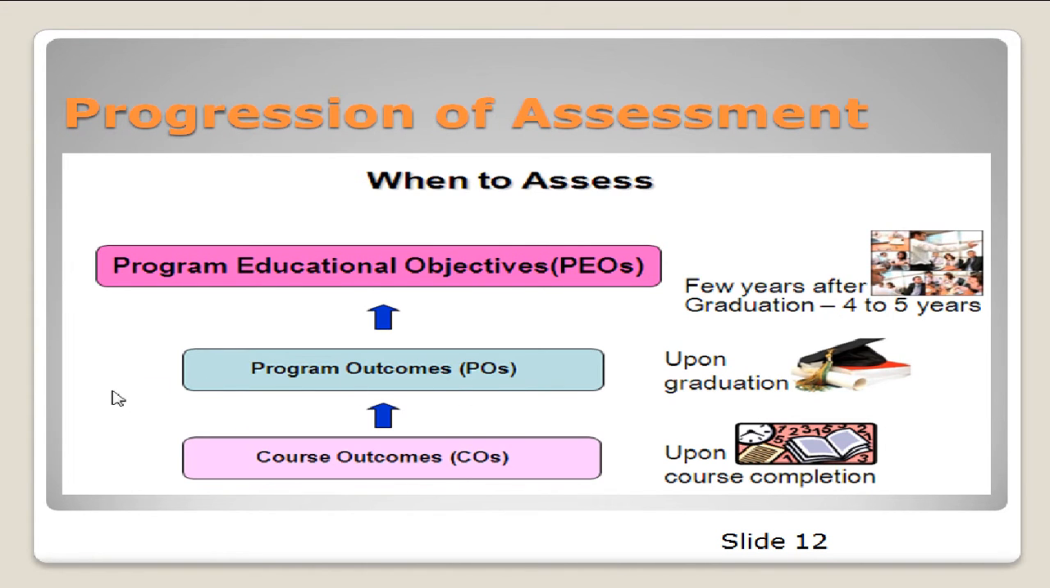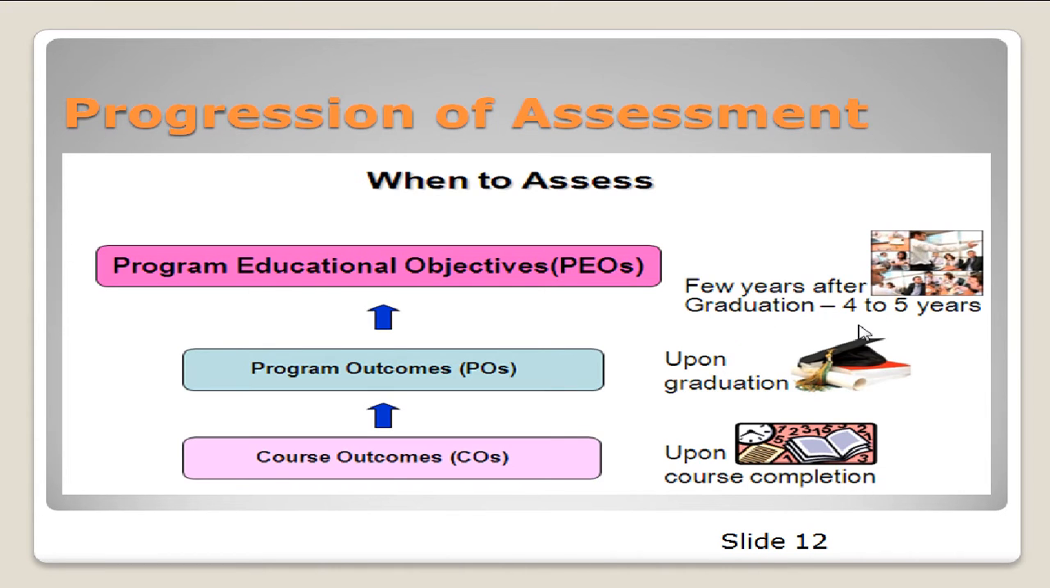We have seen a little bit about course outcomes and what kind of report we generate, the faculty course assessment report. And then program outcomes. These program outcomes we assess when the graduate goes out. Each year when graduates pass out of the institute, we will assess whether all the outcomes are achieved by the graduate or not. The next thing that we try to assess is program educational objectives.